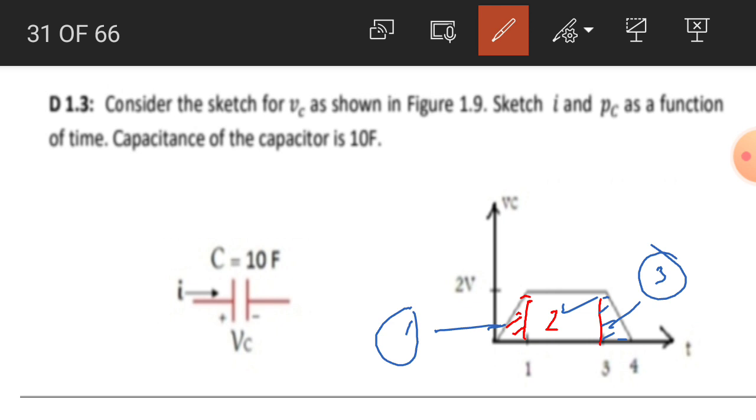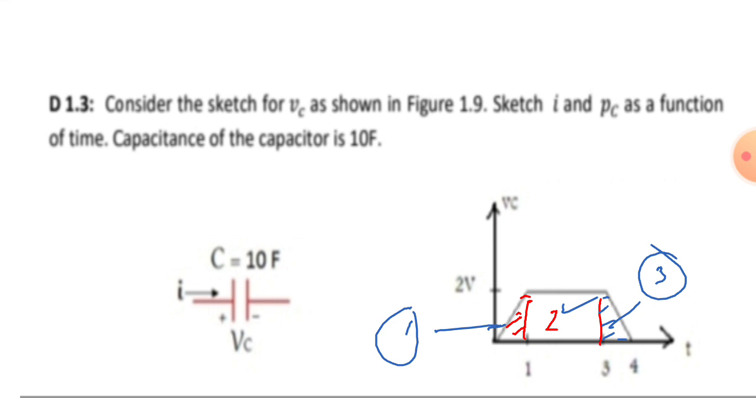So we divide the graph into three different regions. In region number 1 the time is changing from 0 to 1. In region number 2 the time is changing from 1 to 3. In region number 3 the time is changing from 3 to 4. So let us consider region number 1.